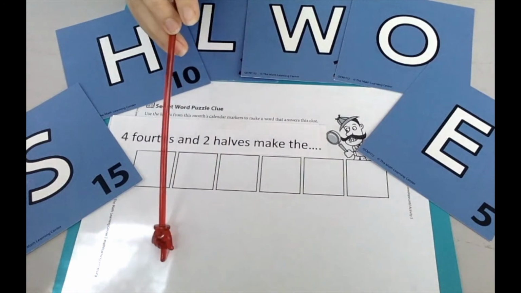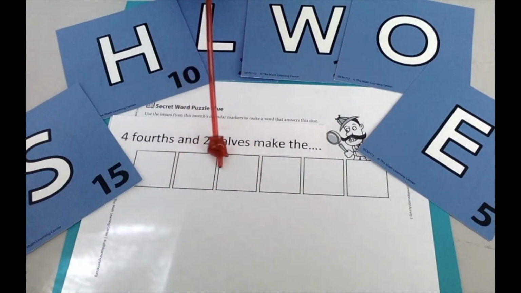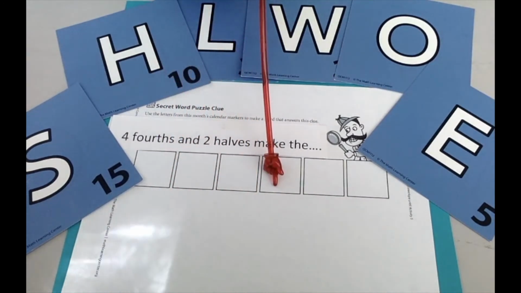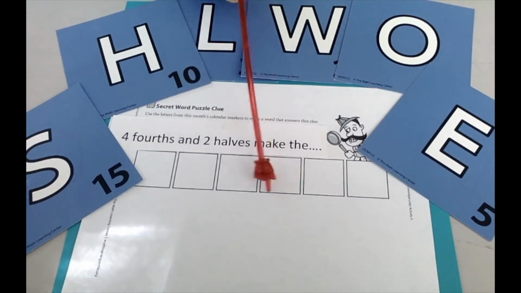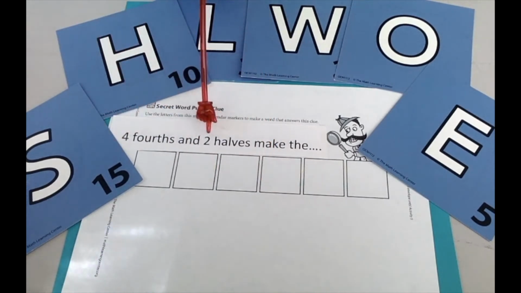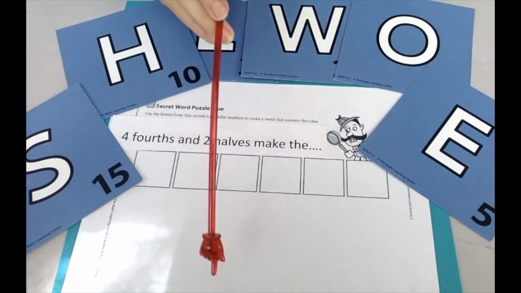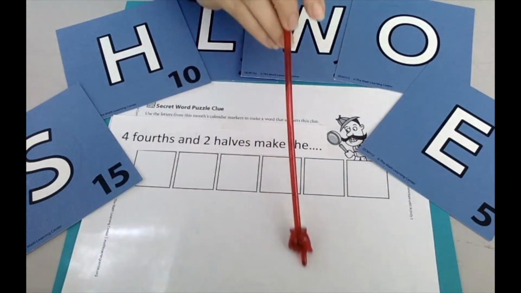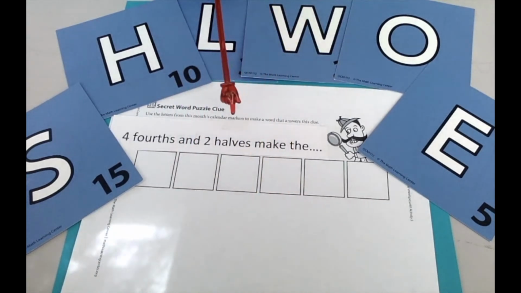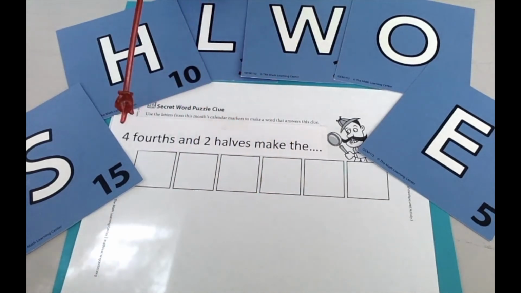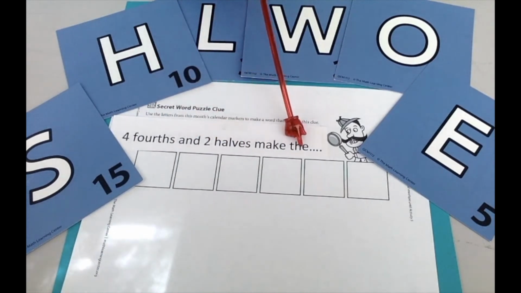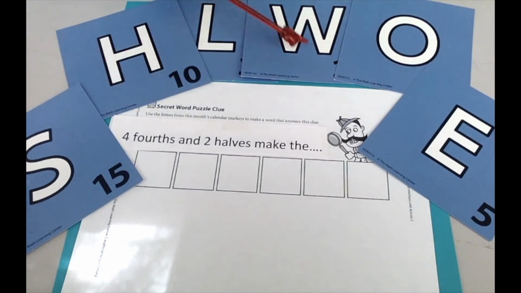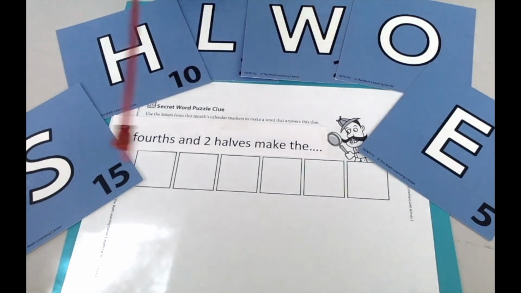1/4 plus 1/4 plus 1/4 plus 1/4 makes a... Are you thinking about wholes? Let's look at the other part of this riddle. 2/2 make, well, let's think. 1/2 plus 1/2 makes a... Did you get wholes? So 4/4 and 2/2 make the something. Let's see what kind of letters we have. We have a W, an H, an O, an L, an E, and an S. Do you think we could spell wholes?